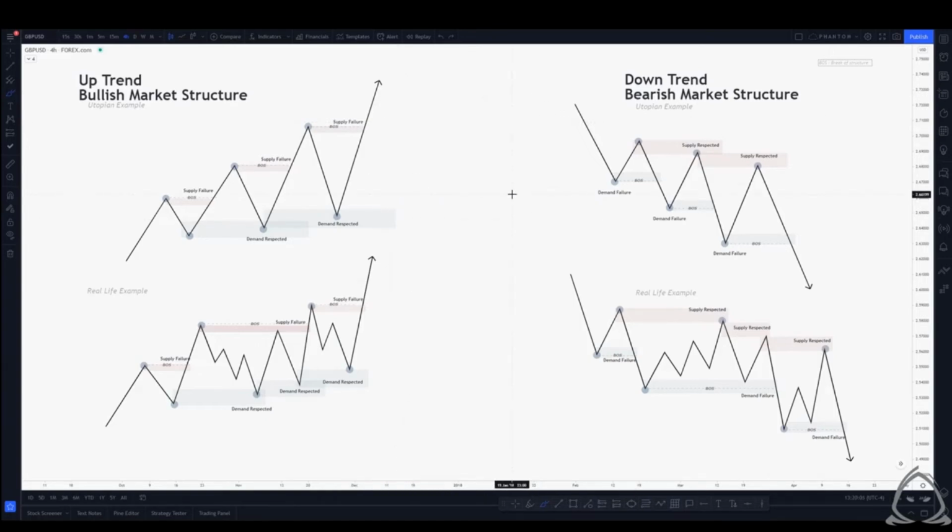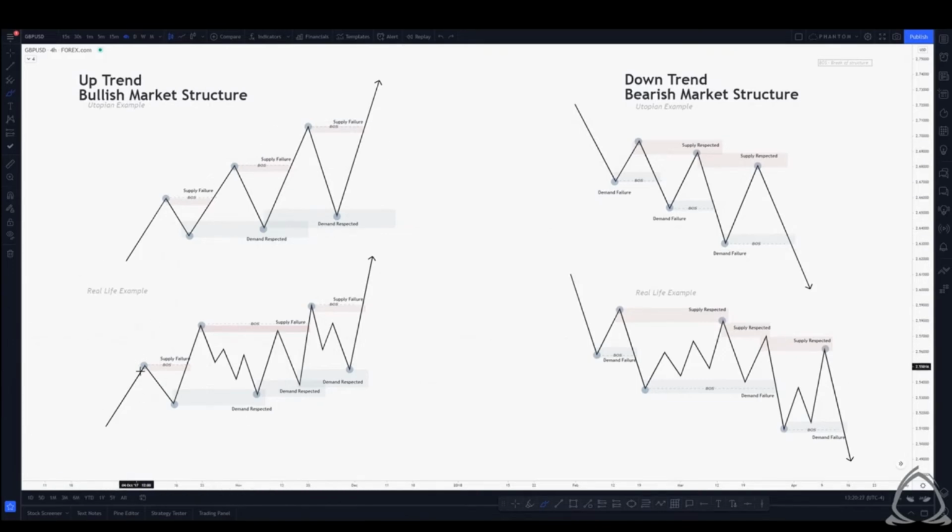It's the inner workings and the relationship between supply and demand, and how demand being respected and supply failing creates a bull trend or an uptrending market. Or if we're seeing supply being respected and demand failing, we're seeing a downtrend. Now, again, we'll look at this real life example because this is more of the textbook example of market structure.